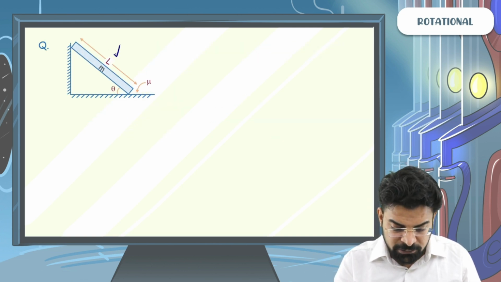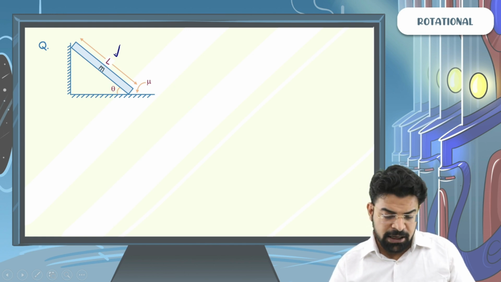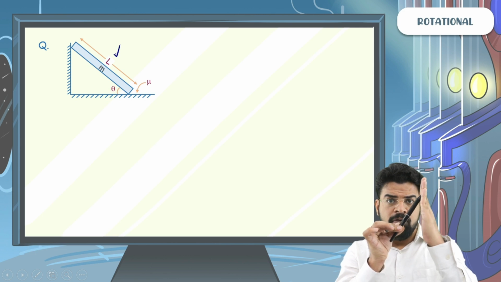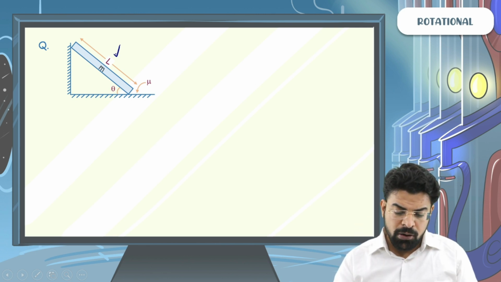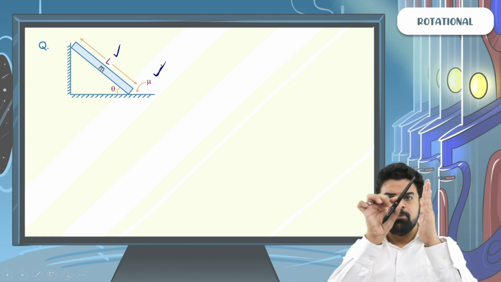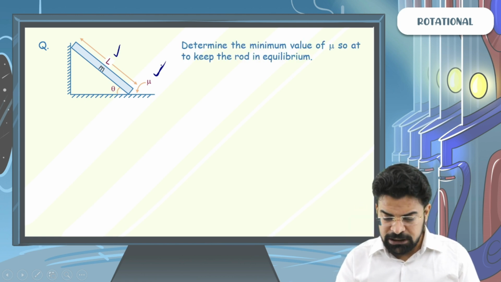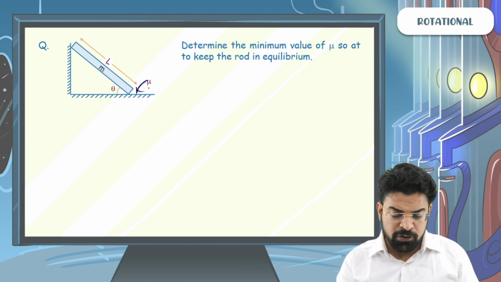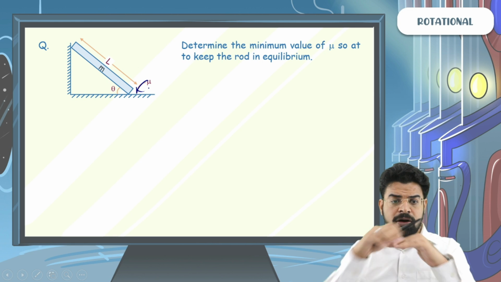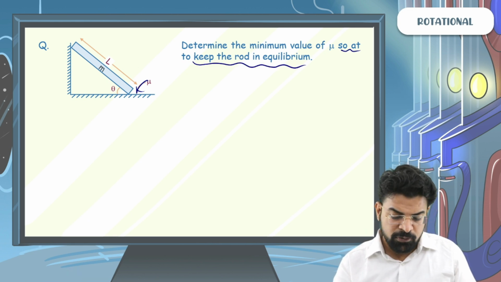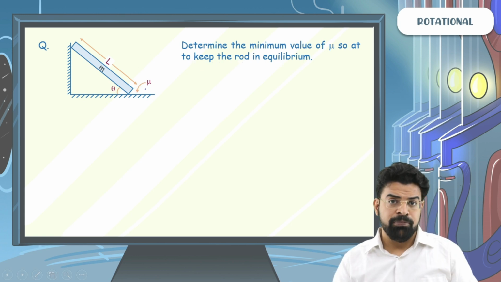Okay. So the last question before we move on. Here we have a rod of mass m and length l. The rod is supported between a wall and the ground. The ground is rough. But if the ground weren't rough, the rod would simply slide down. The question is, determine the minimum value of mu. Determine the minimum friction coefficient between the rod and the ground so as to keep the rod in equilibrium. What has to be the minimum value of mu here so that this rod remains in equilibrium?